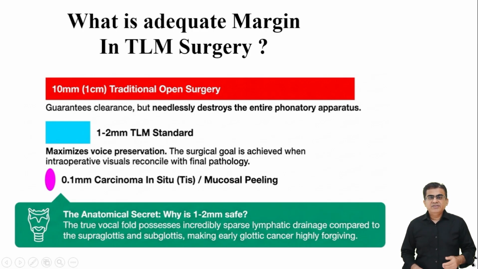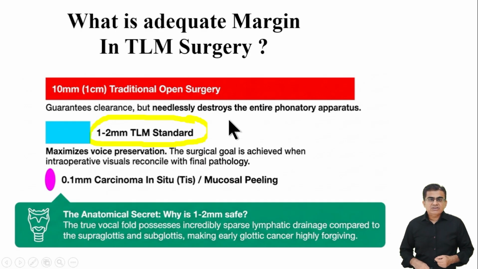Let us look at the massive difference in our surgical margins. In traditional open surgery, we often take a full 1 centimeter margin to guarantee clearance. But if we take a 1 centimeter margin during a laser cordectomy, we will completely destroy the patient's entire phonatory apparatus. Therefore, our standard target for laser is an ultra narrow margin of just 1 to 2 millimeters only. This tiny margin is exactly what maximizes voice preservation.